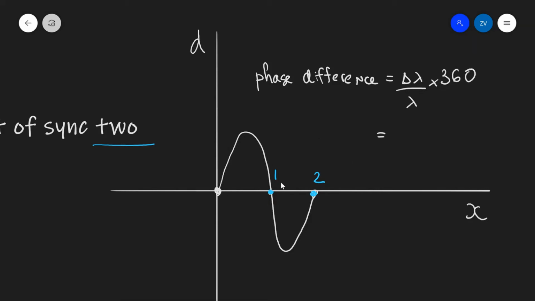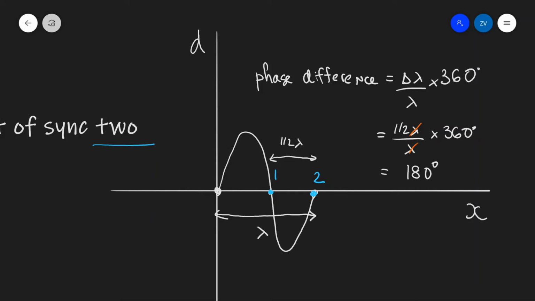Now notice that point number one is halfway along the wavelength. So this full length here from point one to point two, this is lambda, point one is halfway along it. So the difference between them, between point one and point two, is half a wavelength. And I can just visualize this like so. So that's half lambda. So in my formula, this will be equal to 1/2 lambda divided by lambda times 360 degrees. Of course, the lambda is just going to cancel out in this equation, and what I'm left with is a half times 360 degrees, which is 180 degrees. So the phase difference between points 1 and 2 is 180 degrees.